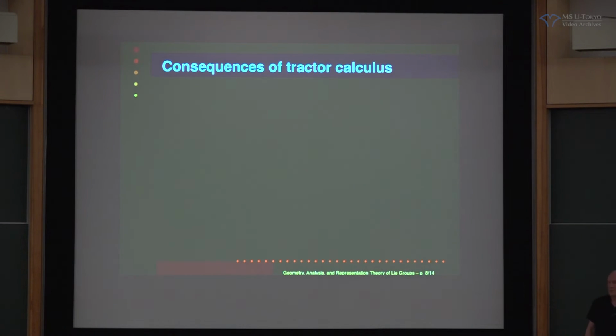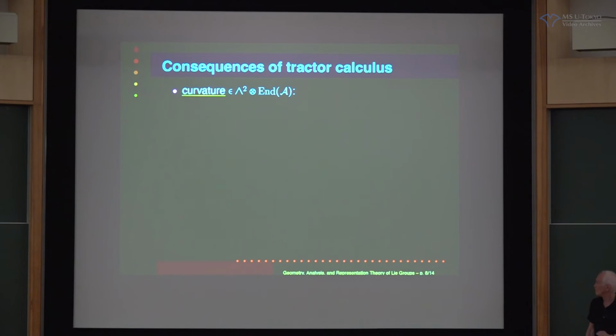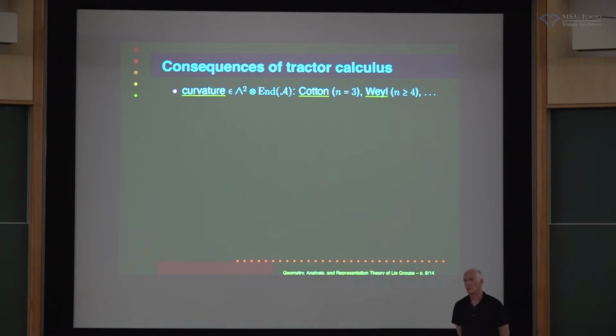Right. But once you've got a connection on a bundle, there are some consequences of it. The first consequence is that you can work out what you should do. Anytime you come across a connection, you should work out its curvature, see what it tells you. And this curvature gives you, essentially, in dimension 3, the Cotton tensor, and in dimension 4 and above, the Weyl tensor. So in other words, for example in dimension 4, this curvature is 0 if and only if the Weyl tensor vanishes. So the Weyl tensor is a well-known conformal invariant.